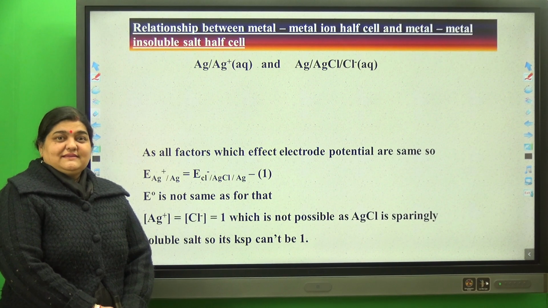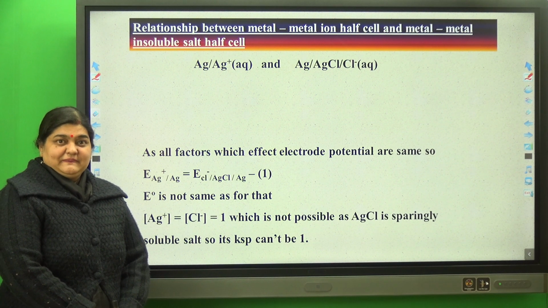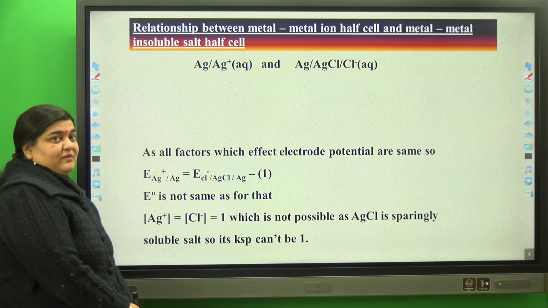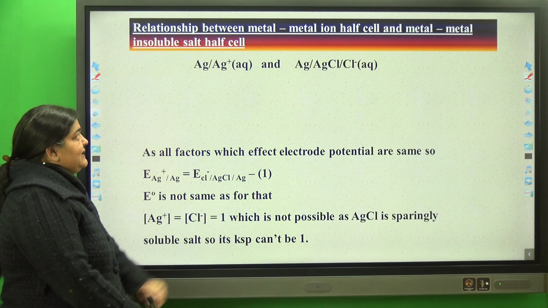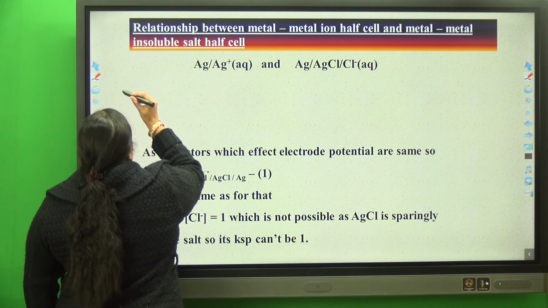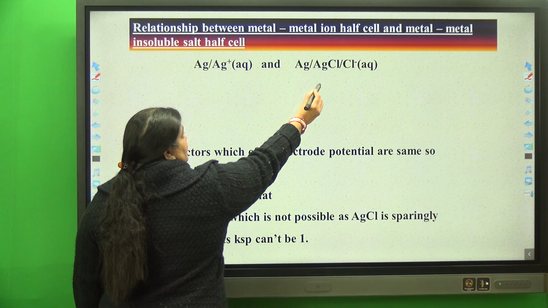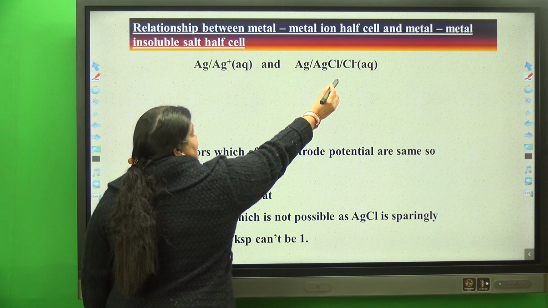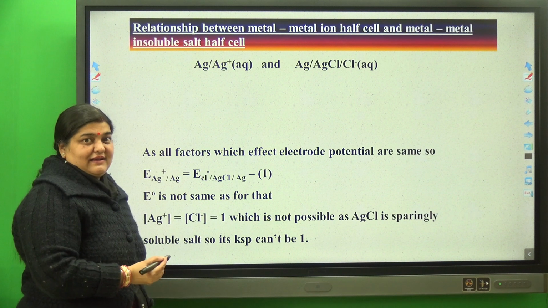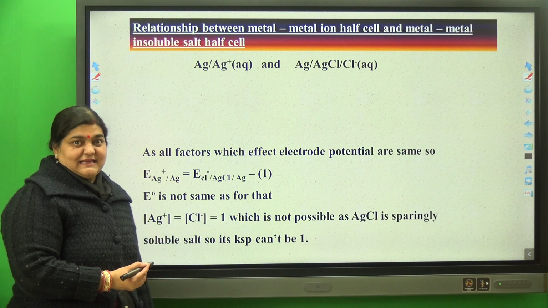Dear students, we are going to do one very important concept of electrochemistry. We are going to do the relationship between electrode potential of metal ion half cell and metal coated with its insoluble salt dipped in anion of its own. Let's first of all see how we can make two different types of half cells in a single vessel.